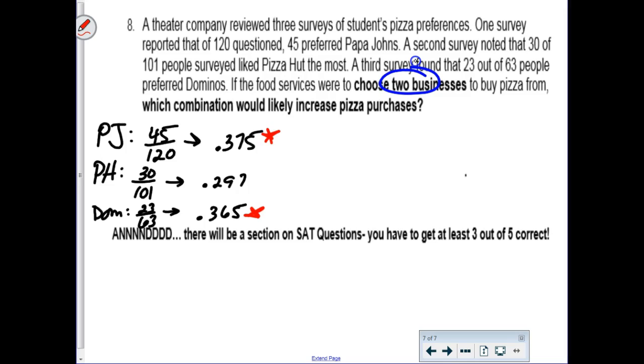Okay? So there's a little note here at the bottom that says there's a whole page, a whole section of SAT questions. You have to get 3 out of the 5 questions right to be considered mastery on this test. But if you get 4 or 5 right, I'm going to give you a bump in your score and you're going to get extra credit. All right, good luck.